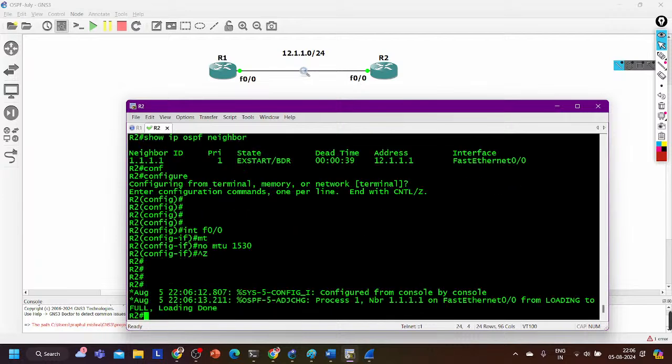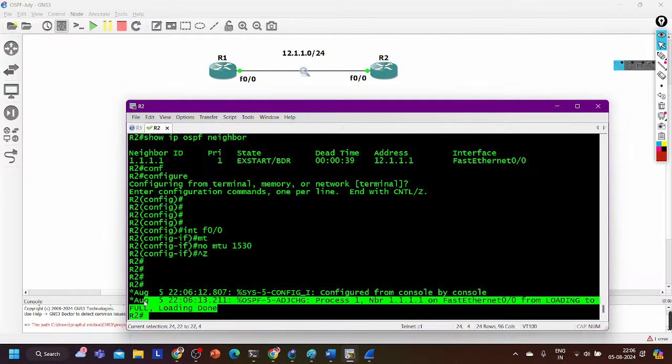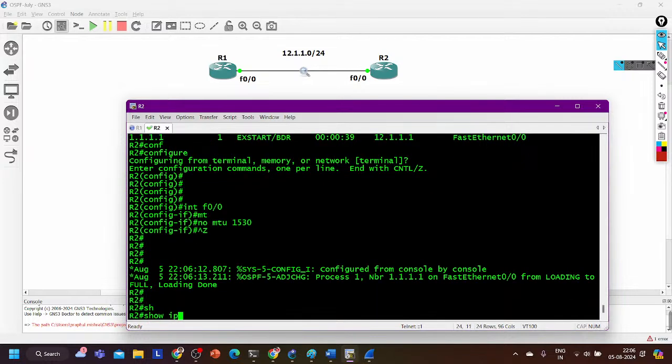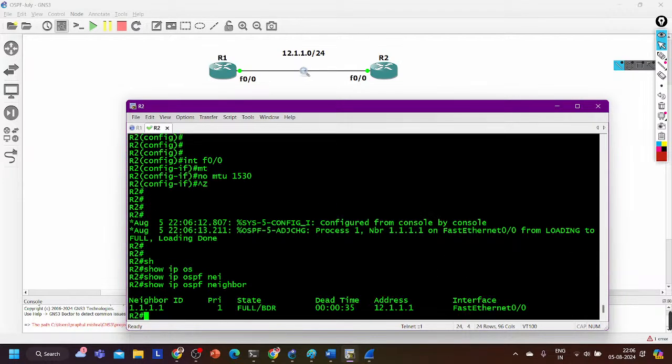Now both routers are already exchanging hello messages, so you can see these routers have formed the neighborship. So show IP OSPF neighbor. See, now neighborship is in full state. Full state means both routers have exchanged their database.